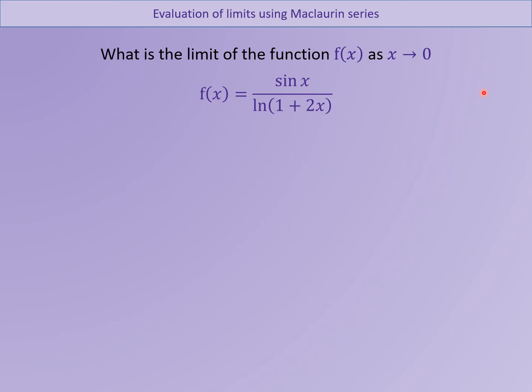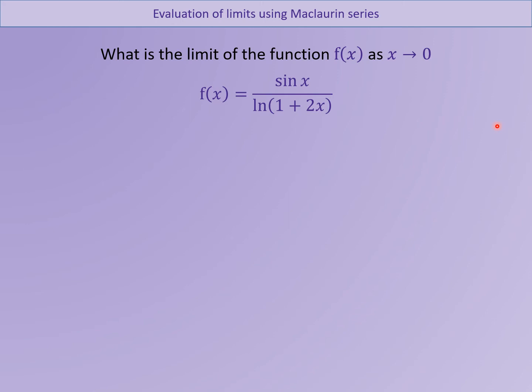Okay, so let's look at a different function. This function here has got a trigonometric function as the numerator and a logarithmic function as the denominator. But I'm also looking at where x tends towards 0. Now, there is a bit of an issue. So what I'd like you to do is just try, first of all, seeing what happens to both of these functions as x tends towards 0. See if you can spot the problem.